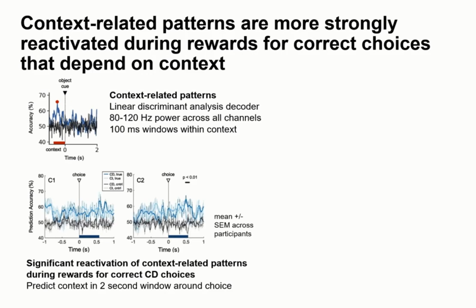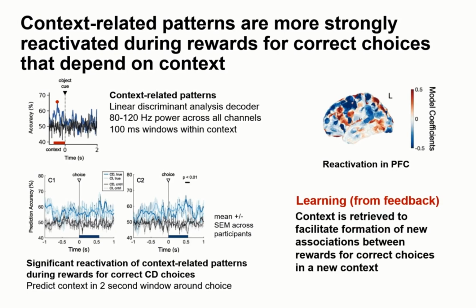With the trained decoder, we predicted context from the neural response vectors within a 2-second window around choice, and we assume that high prediction accuracy indicates a reactivation of the context representations. We compare the prediction accuracy between context-dependent and context-independent decisions to determine if more reactivation facilitates decisions that depend on context compared to decisions that do not. There was significantly greater reactivation for CD decisions after the choice is made, shown on the bottom left plot.